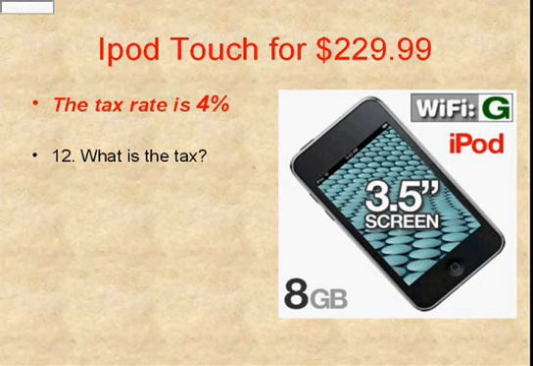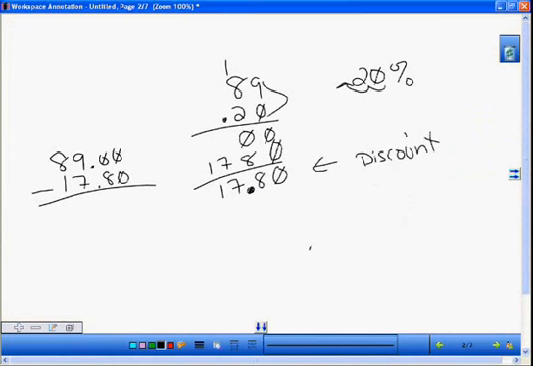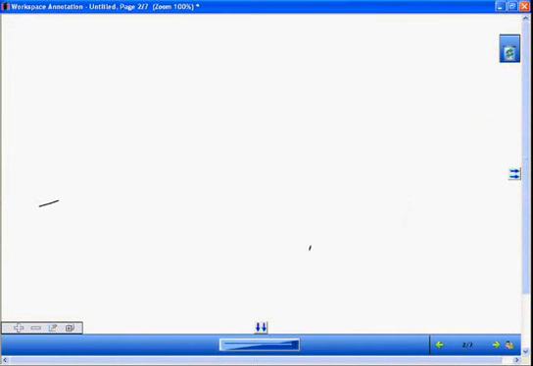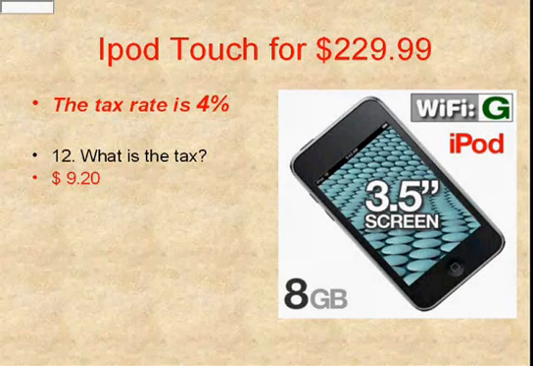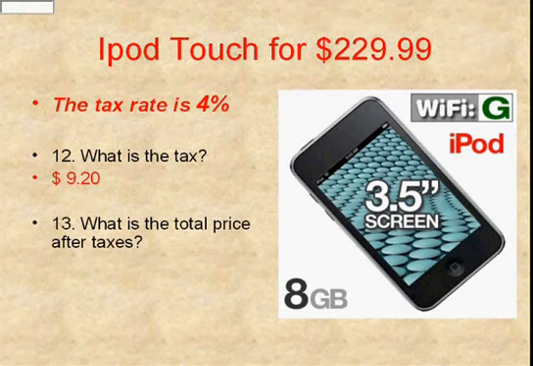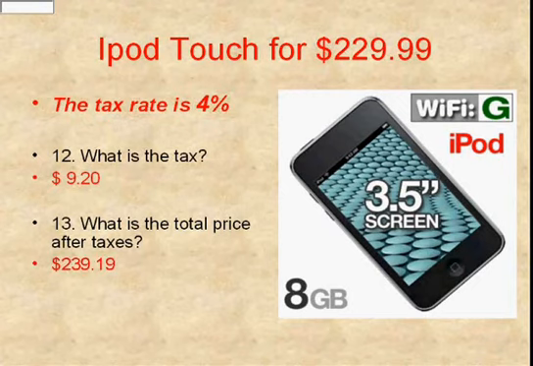Alright, so when you took your $229.99 and you multiplied it by the tax rate as a decimal, that'll give you how much you pay in tax, which is $9.20. What is the total price after taxes? Go ahead and hit pause and work that out. When you add it into the iPod Touch, you get $239.19 for the total price.